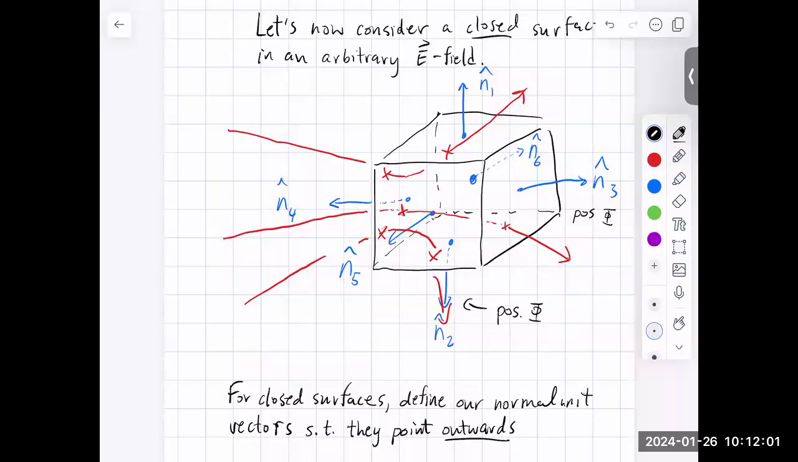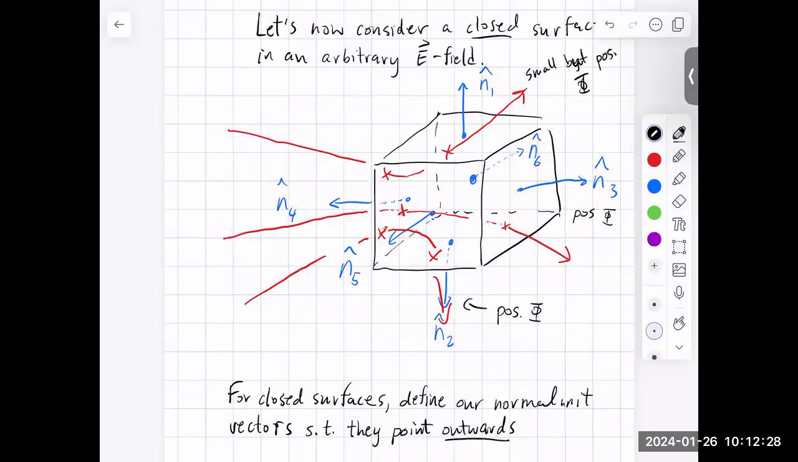And then over here, we'll have a small but positive flux. So here, n hat 1 and the electric field are almost perpendicular. If they were exactly perpendicular, the flux would be 0, but they're not. They're a little bit away from perpendicular, so we get a small bit of flux there.